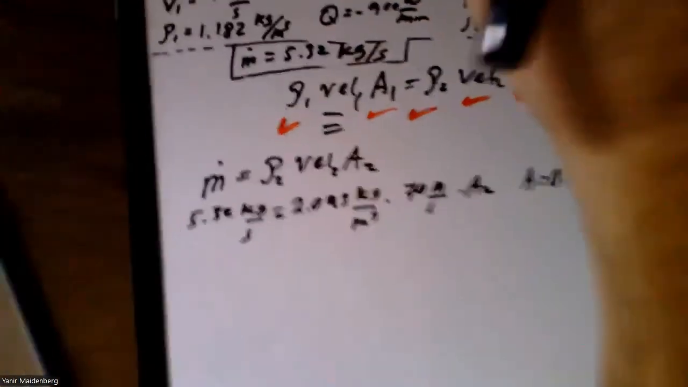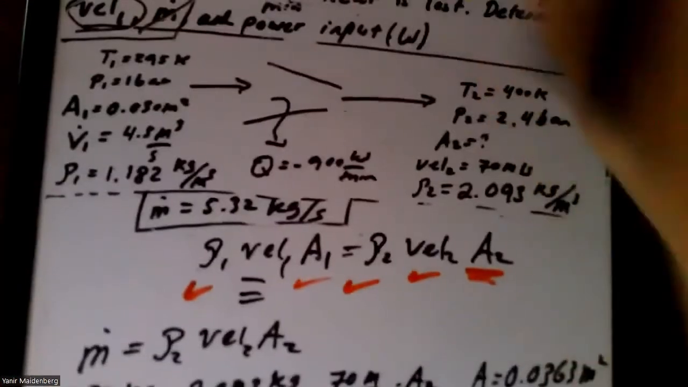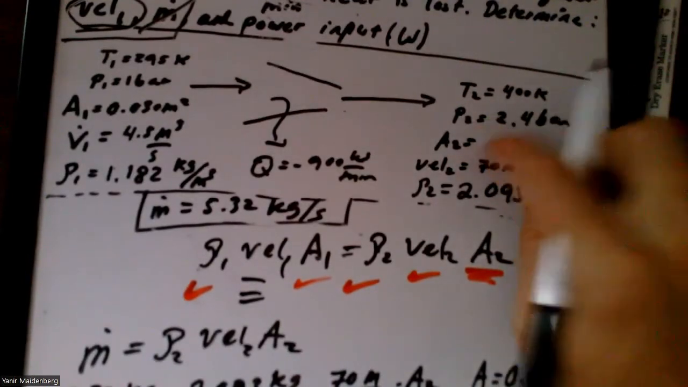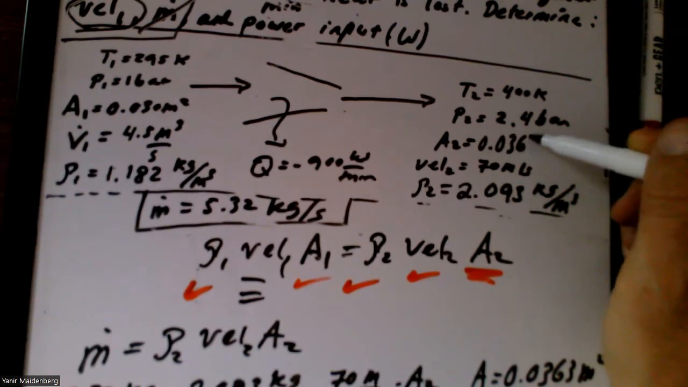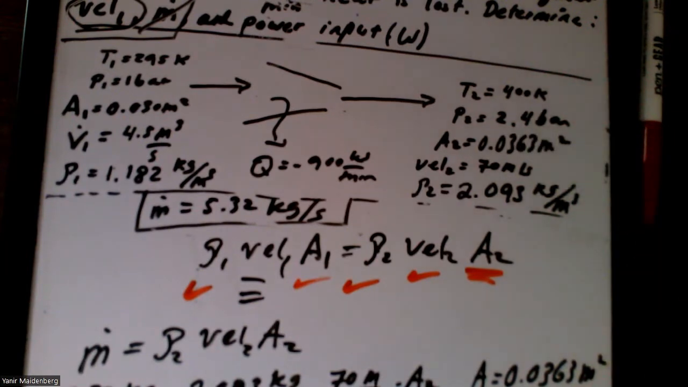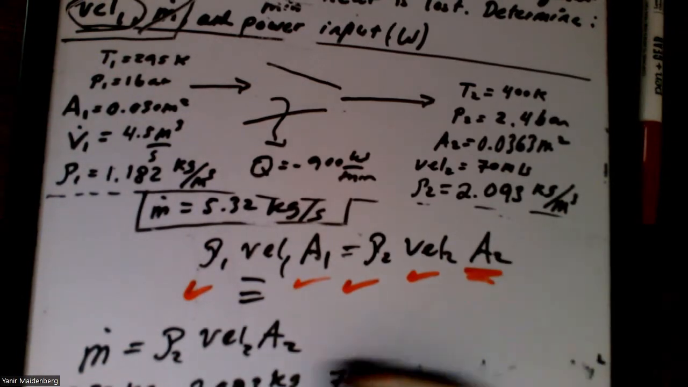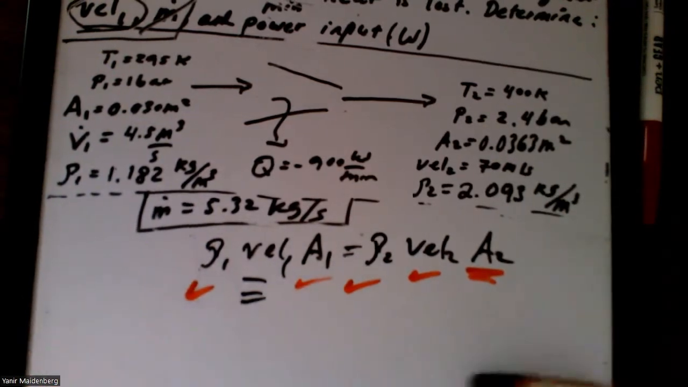Okay, so now I'm going to go back here and write that as one of our givens. The final area is 0.0363 meters squared. Cool. So now we can just use everything that we have to find the final velocity.